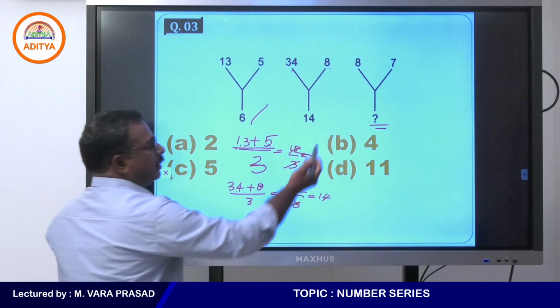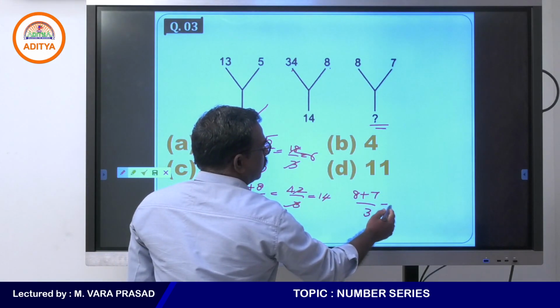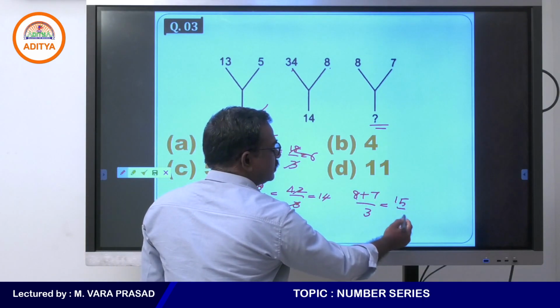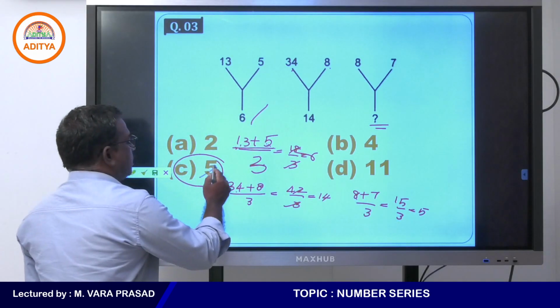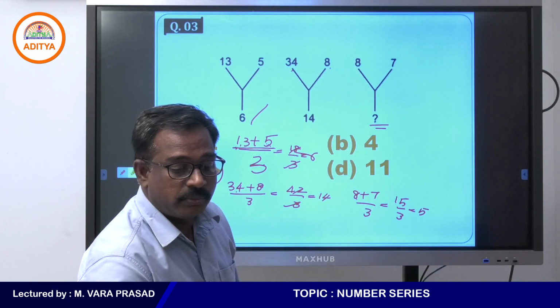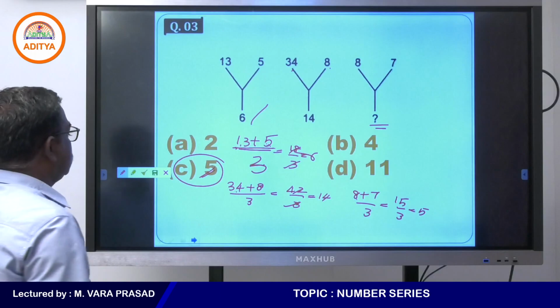So the same way you can get the answer, 8 plus 7 by 3, 8 plus 7 means 15, 15 by 3 means you will get the answer as 5. You will get the answer as 5, choice 3. Many of you written, maximum of you written 5, right. One more example, the next example, what is given there you see.